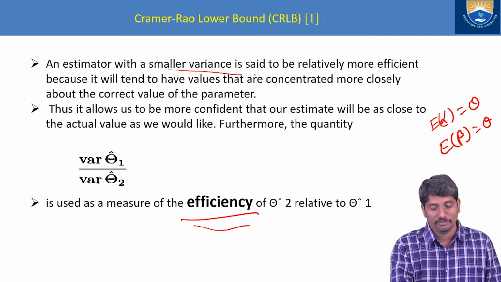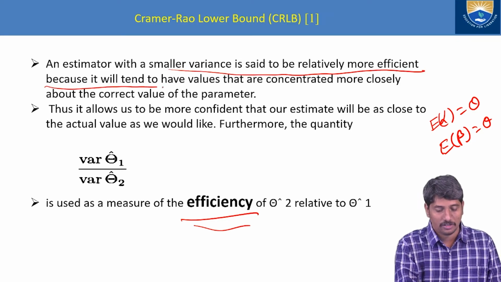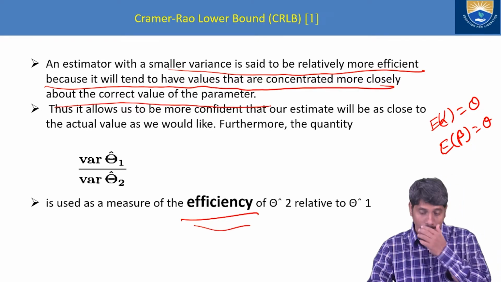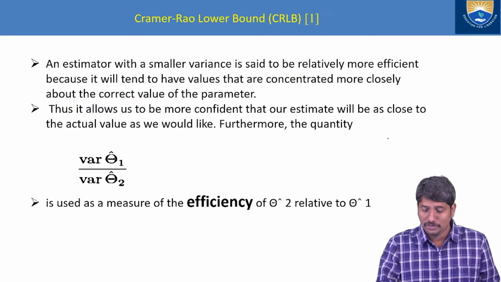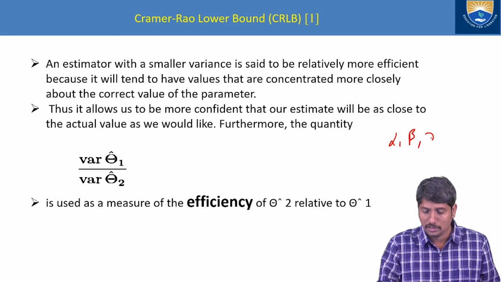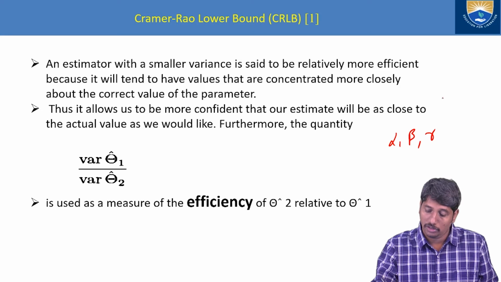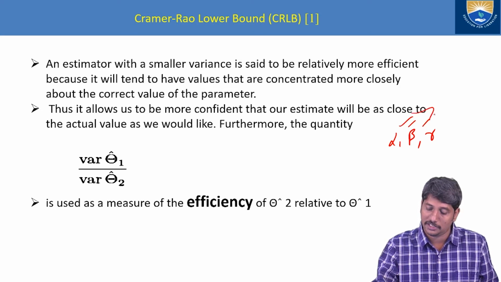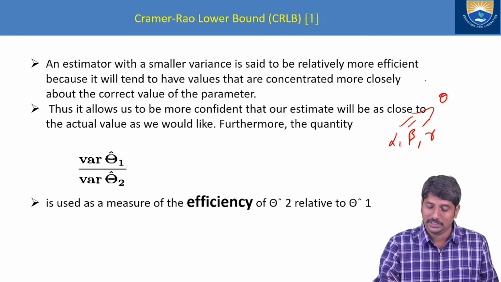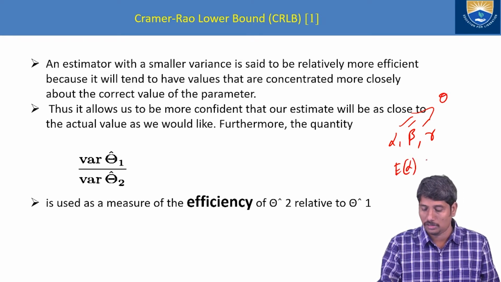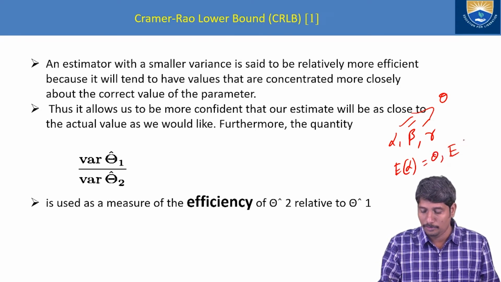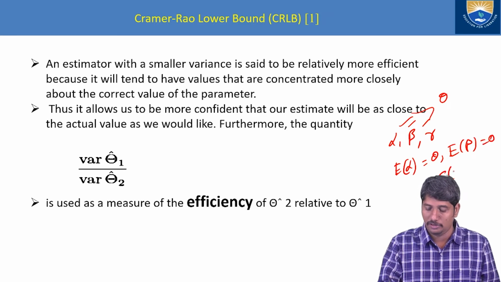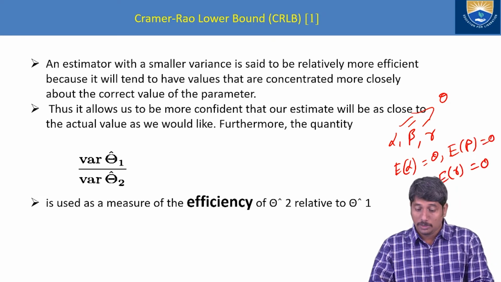An estimator with a smaller variance is said to be relatively more efficient because it will tend to have values that are concentrated more closely about the correct value of the parameter. That means, see, when you have say alpha, beta, gamma are three unbiased estimators of population parameter theta, that is E of alpha and E of beta is equal to theta, E of gamma is equal to theta. Then how to pick the better one among these three?